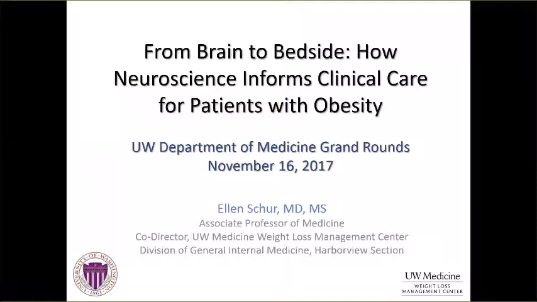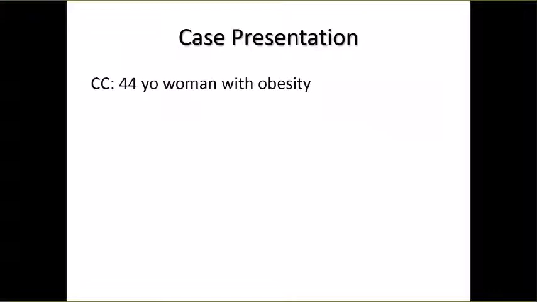There are so many familiar faces, and I'm also excited to talk about this particular topic, which is near and dear to my heart. So as per tradition, we'll start off with a case. This is a 44-year-old woman with obesity, and she comes in with the following symptoms. What might her symptoms be?